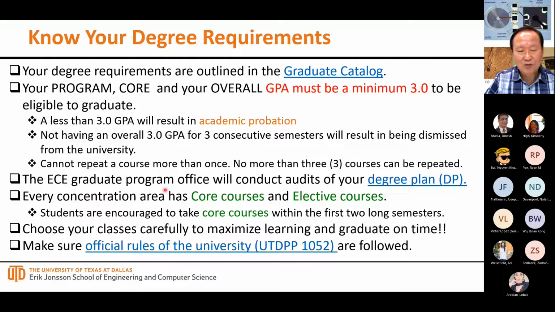The ECE Graduate Program Office will conduct audits of your degree plan, and every concentration area has core courses and elective courses. Students are encouraged to take core courses within the first 2 long semesters. Maybe it is challenging for you as a fast track student. You are taking both graduate classes and undergraduate classes. So that may be something to consider, but as soon as possible, you need to take core courses.